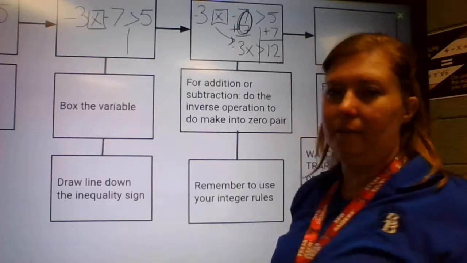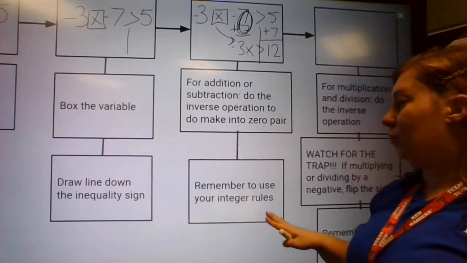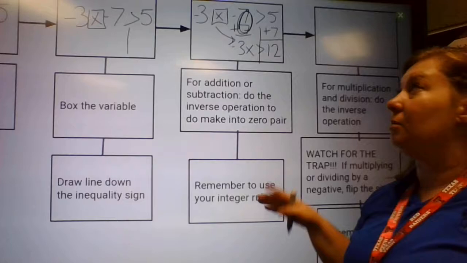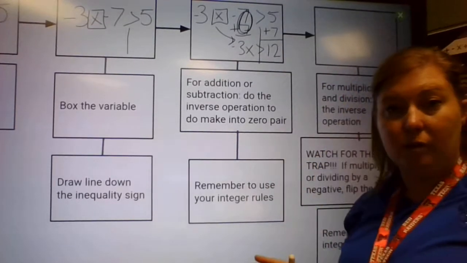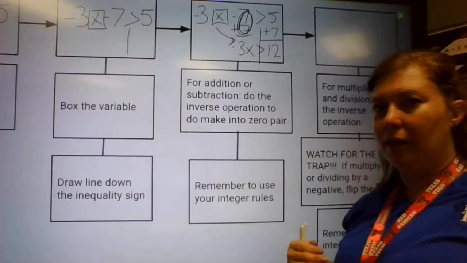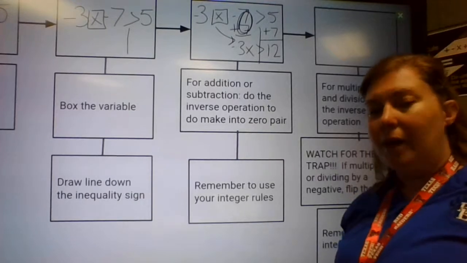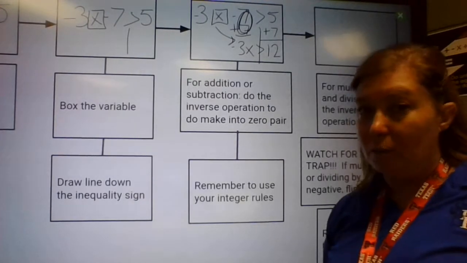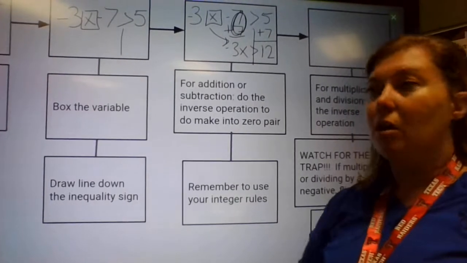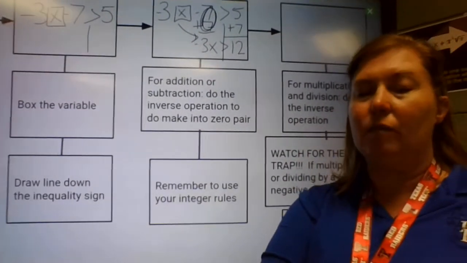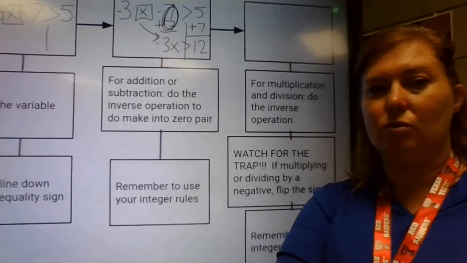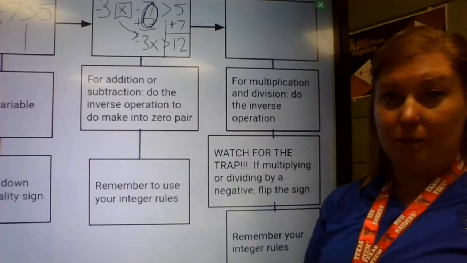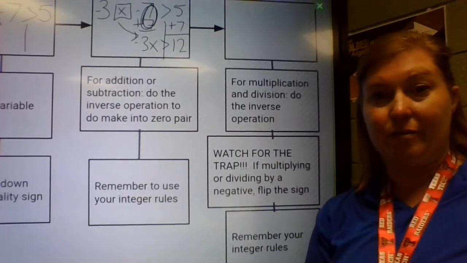I also need to remember my integer rules, because sometimes we have a 5 plus 7, which is a quick one, but sometimes we have a negative 20 and then a minus 10. You've got to remember your integer rules. If you need to go back to your journal and look at your notes, go back and use those integer rules. You can use your journal anytime you're doing an assignment, except for tests and CFAs.